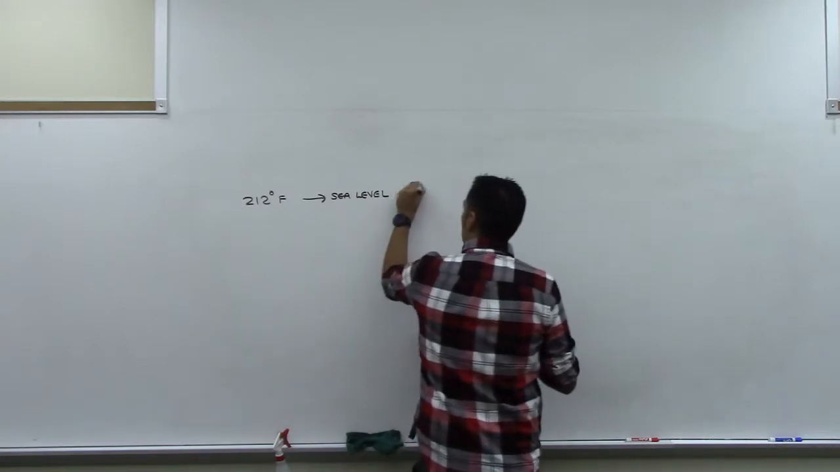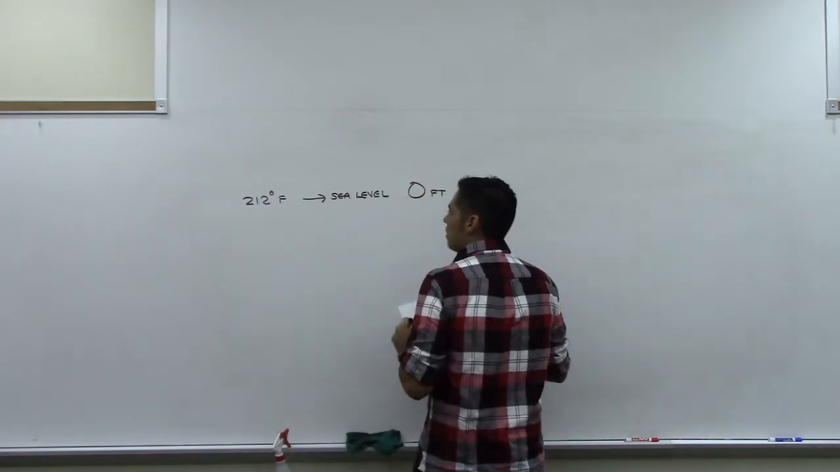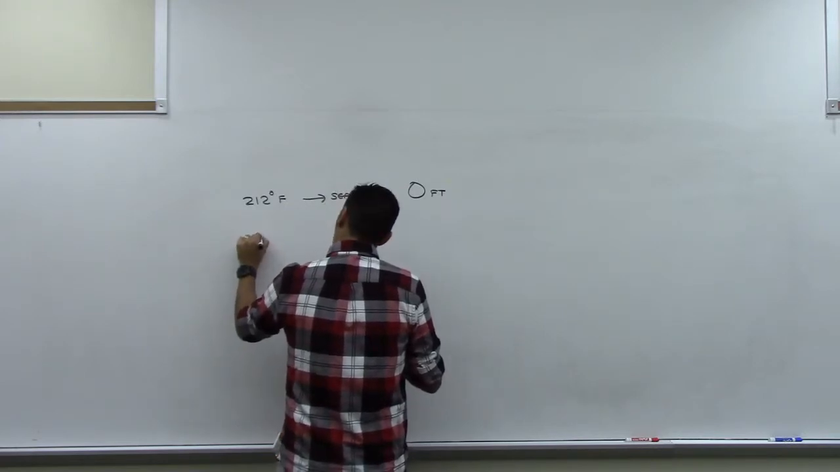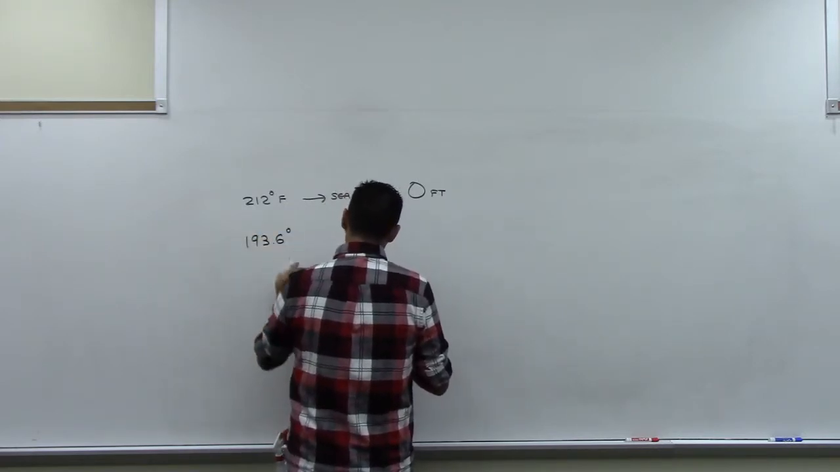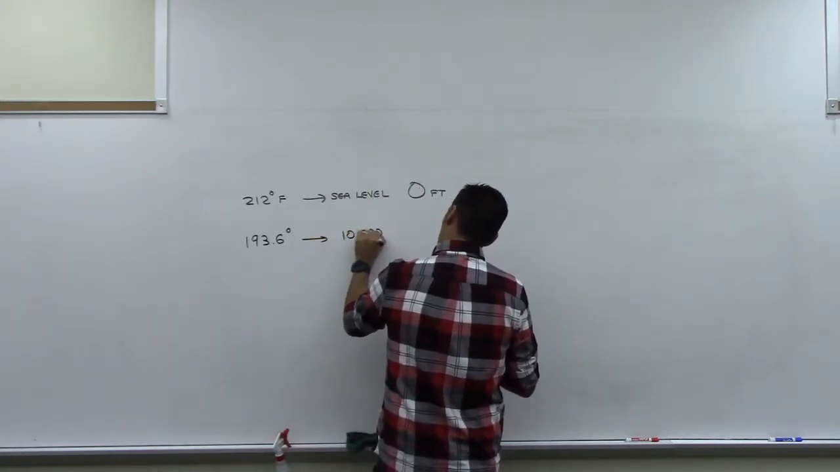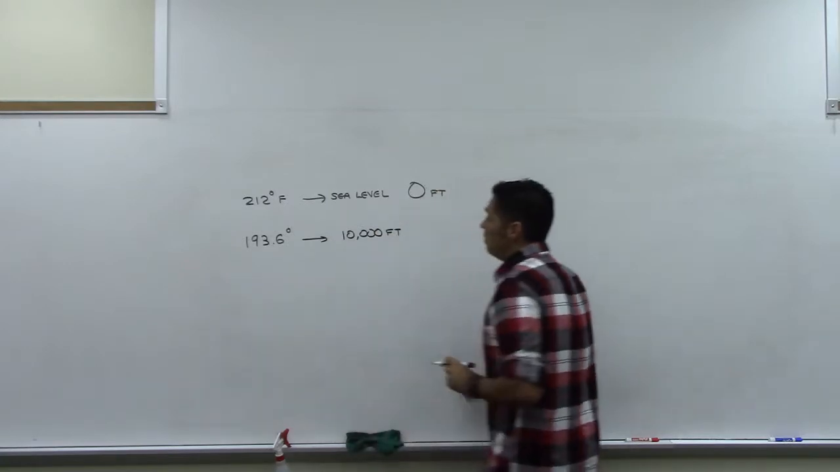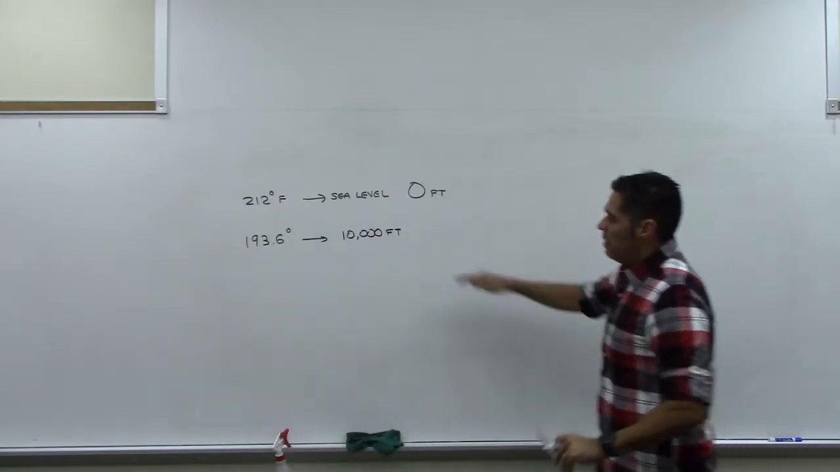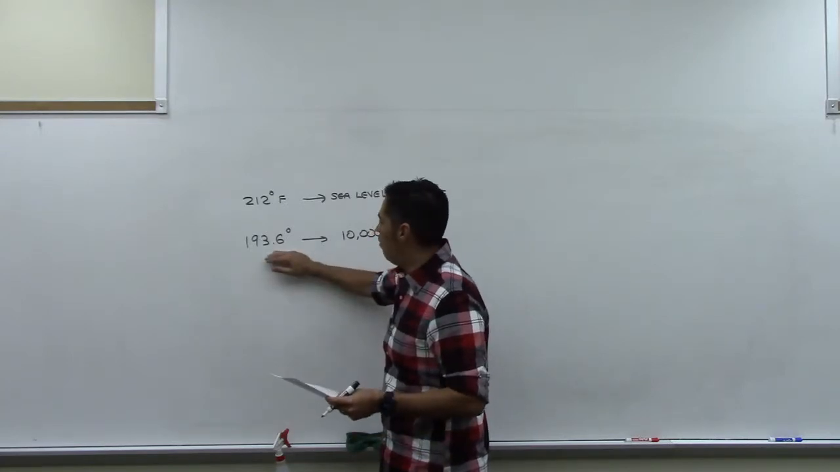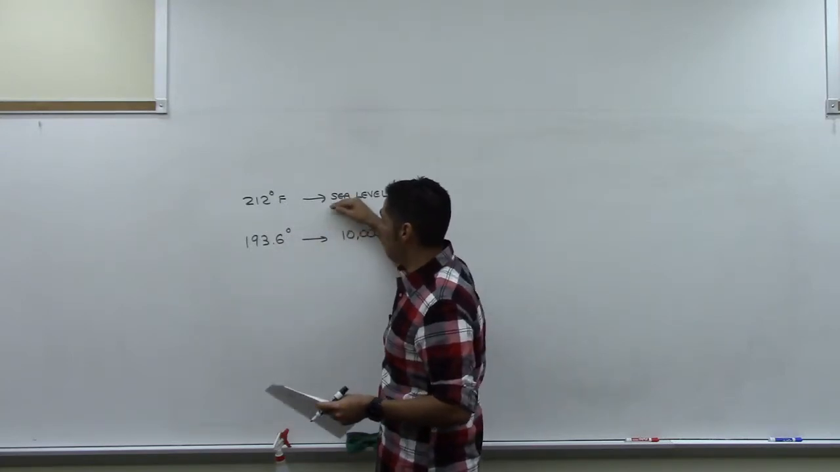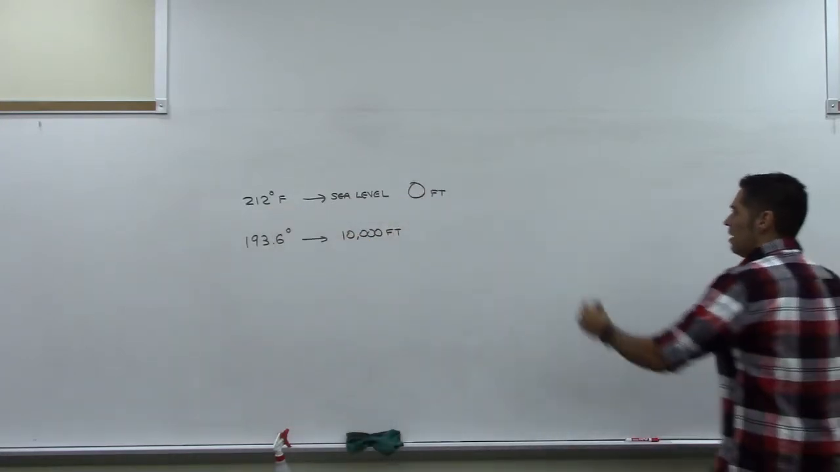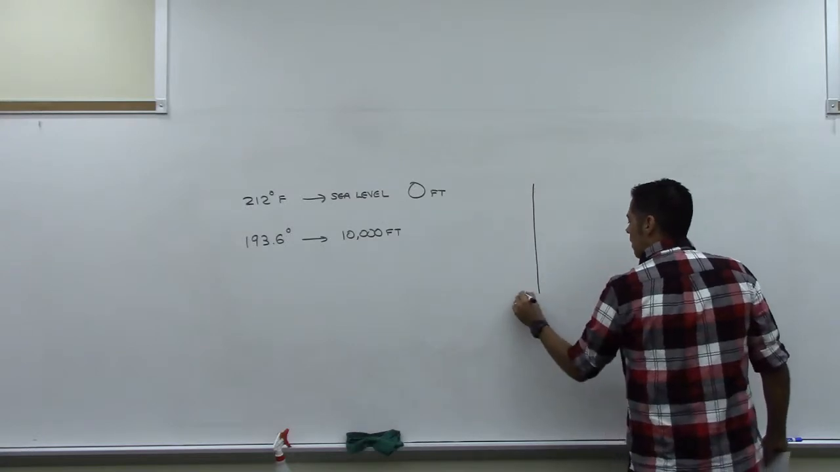Sea level, we're going to call 0 feet, okay? And then it also boils at 193.6 degrees at an altitude of 10,000 feet. Okay, so if you're higher up in elevation, the boiling point of water is lower than at sea level. At sea level, the boiling point is 212 degrees. So this is a linearly dependent relationship.